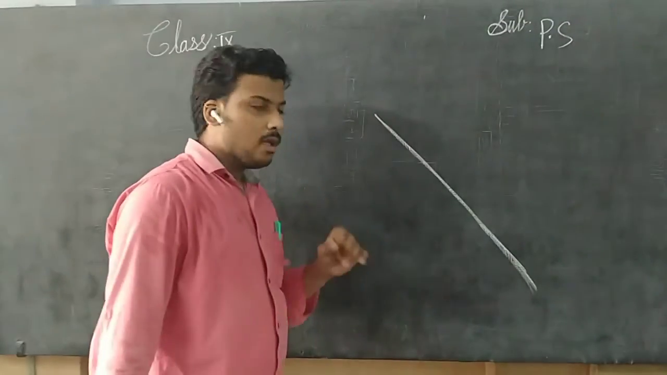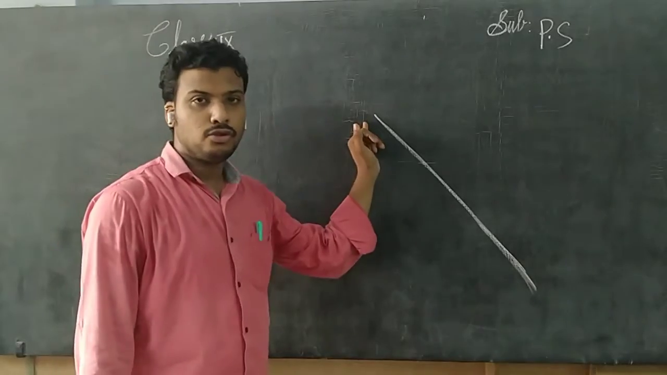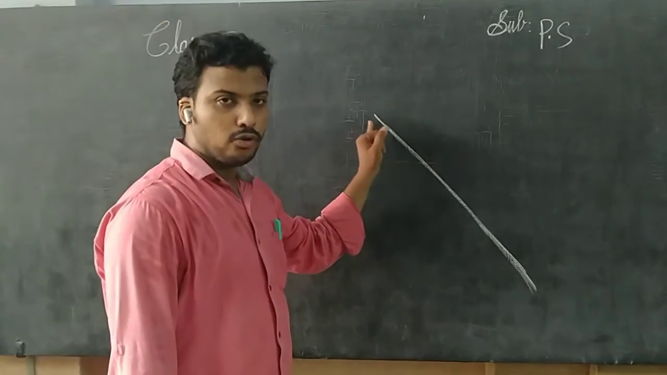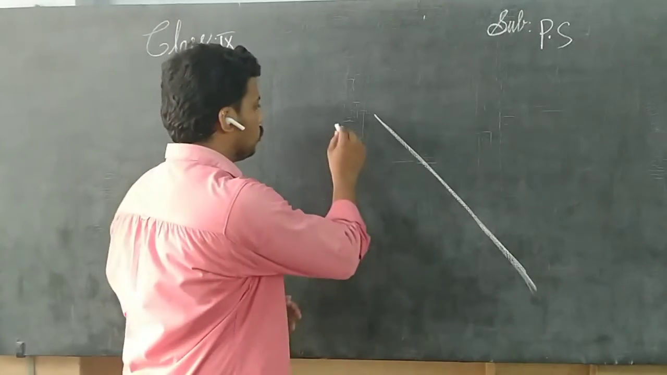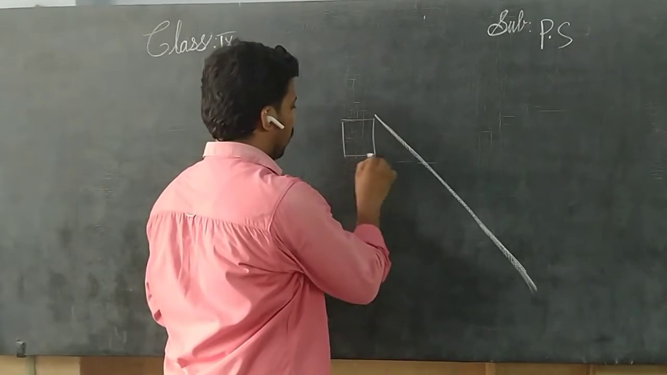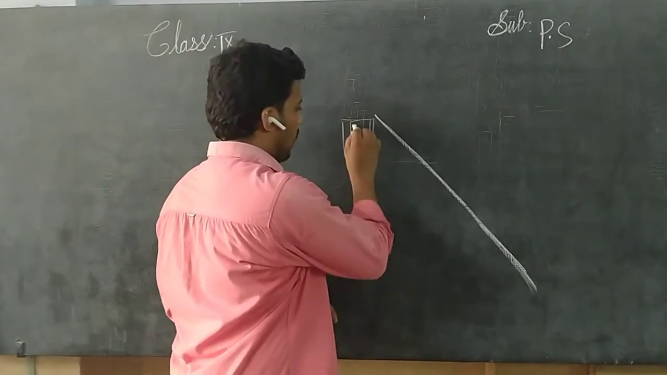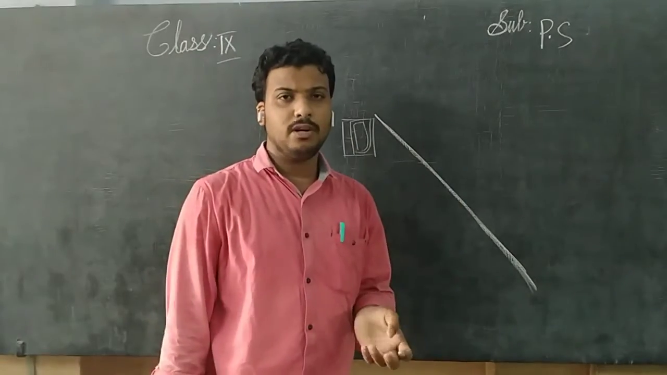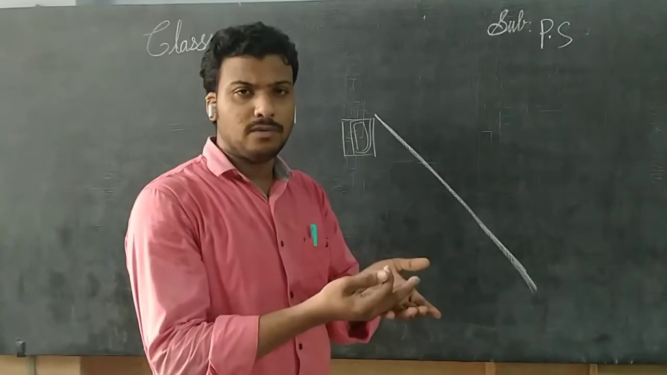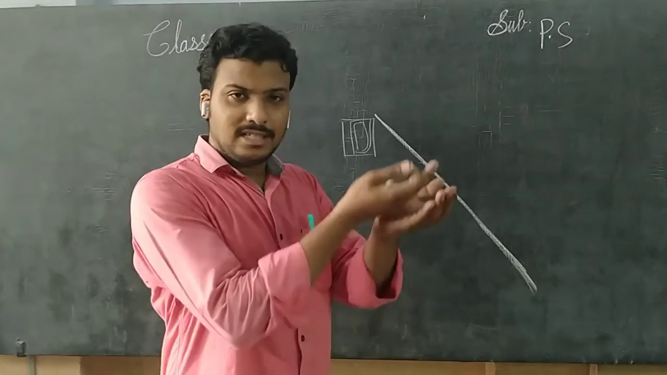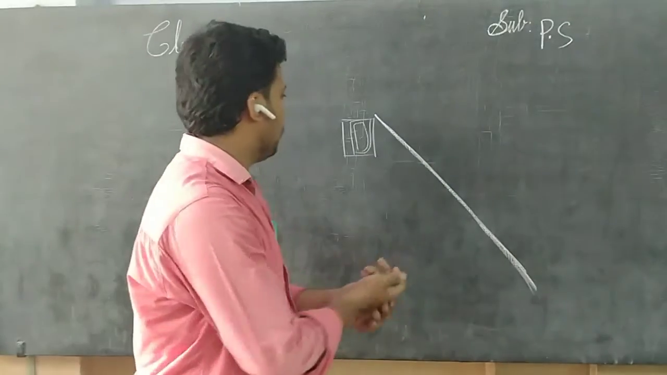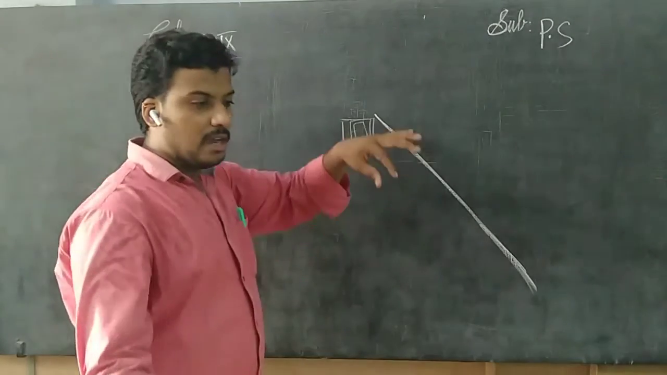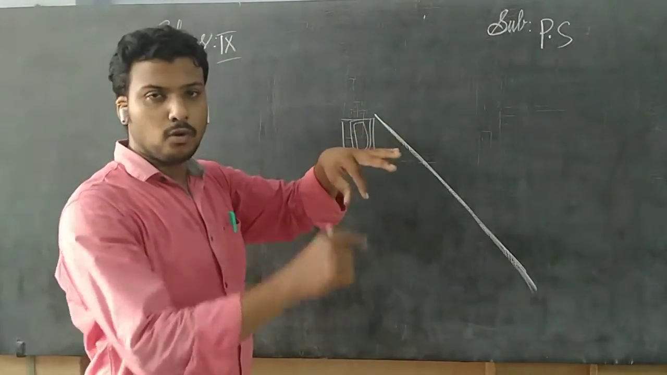Now one end of the tube should be on the books. Means some books should be below the tube, children. Why are you keeping some books below the tube, sir? Because to raise the height of the inclined plane. If we keep some books, what will happen? It will become slanted or sloping, children.